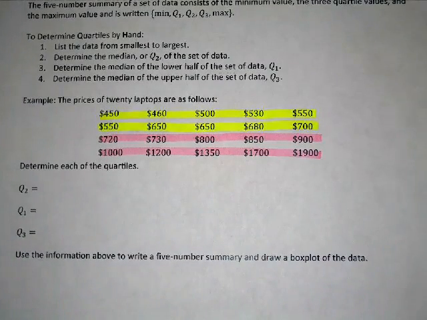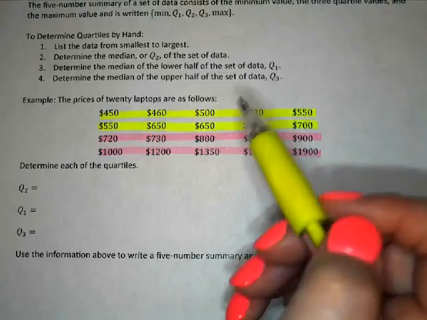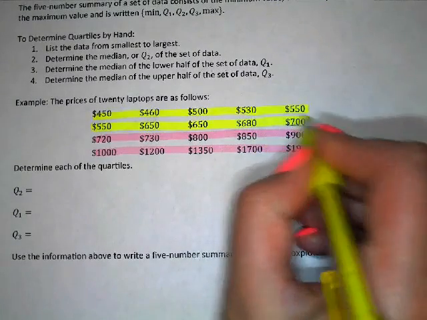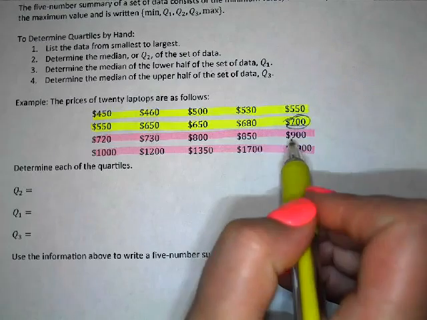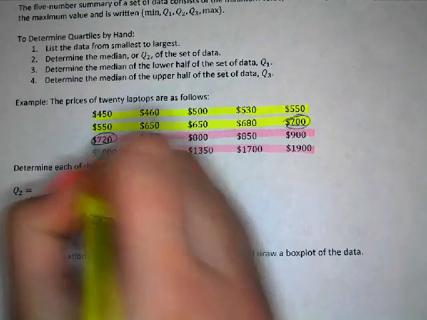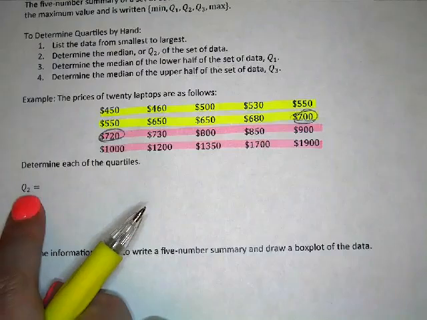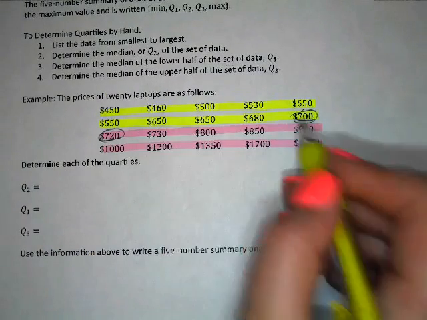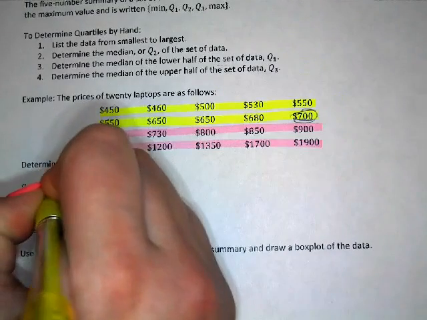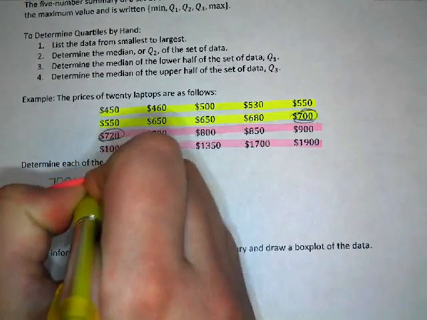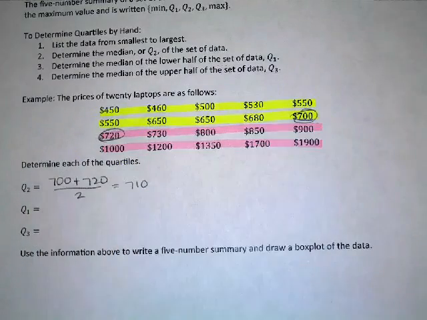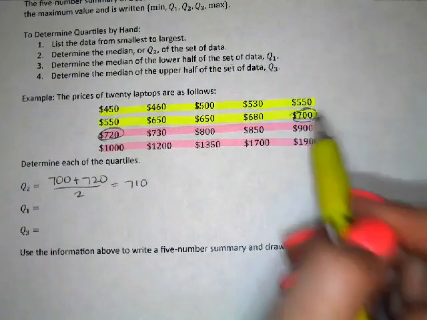And so the very largest value in the lower half is 700. The very smallest value in the upper half is 720. So quartile 2 is the middle of those pieces, or the mean of those pieces. So 700 plus 720 divided by 2, that's 710, okay? So that's quartile 2.